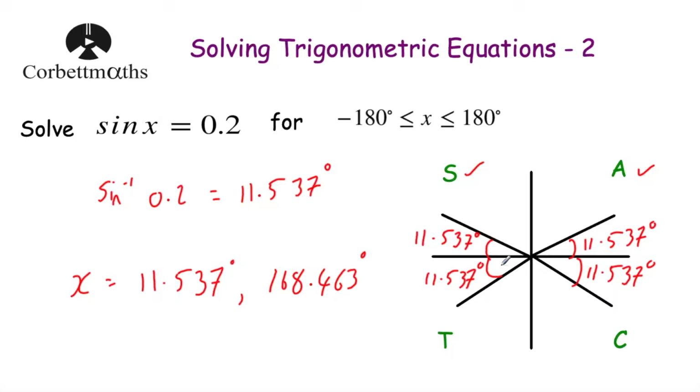Okay, let's have a look at our next question. So our next question, there will be some solutions which have negative angles as solutions. So let's have a look at those. Okay, so our next question says solve cos x equals negative 0.5 for values of x that are bigger than or equal to negative 180 degrees but less than or equal to 180 degrees.